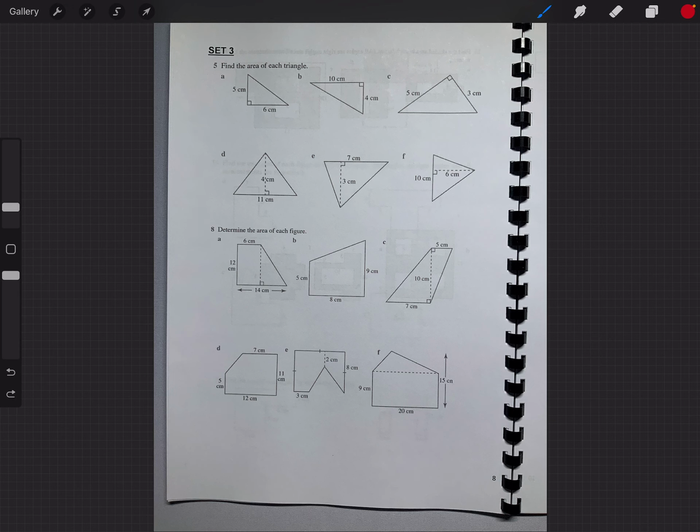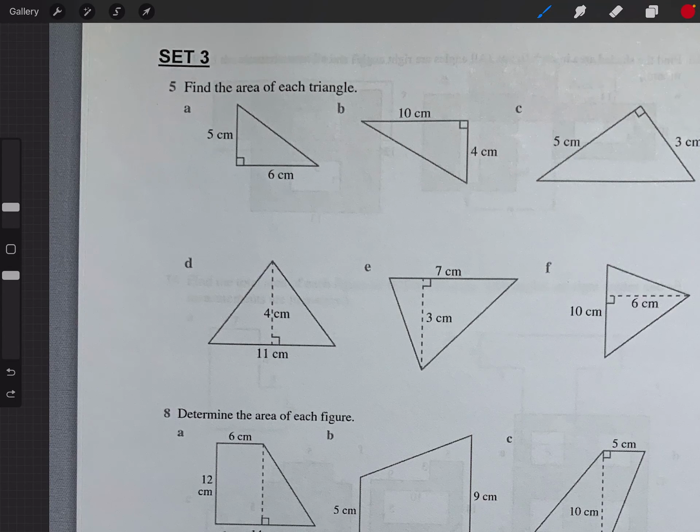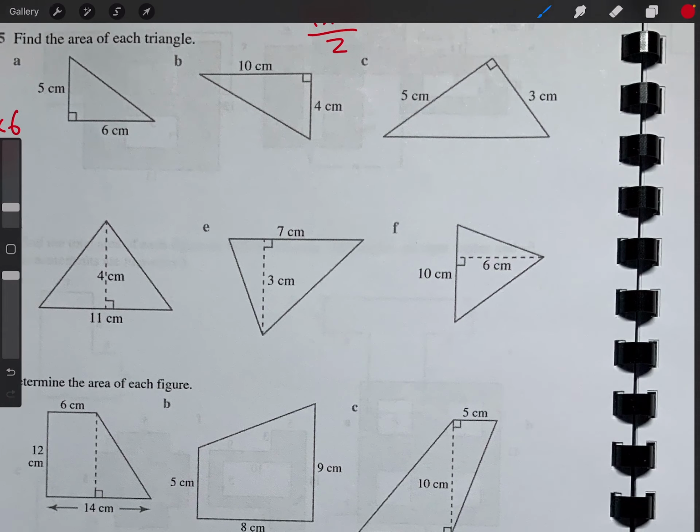On page 8, you've got the question, find the area of each triangle. Now this is pretty simple. To find the area of a triangle, it's just base times height divided by 2. So this is just 5 times 6 divided by 2. This is just 4 times 10 divided by 2. This is just 3 times 5 divided by 2, and so on.